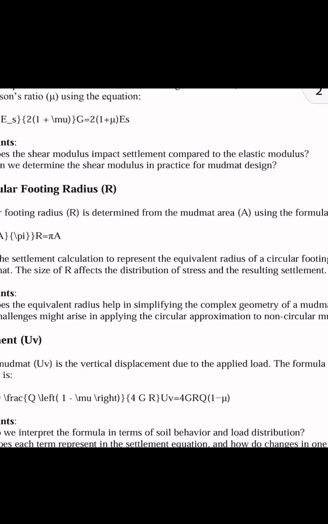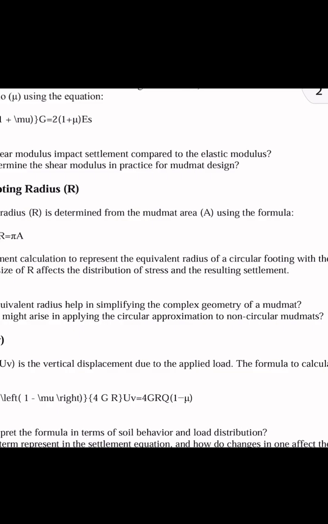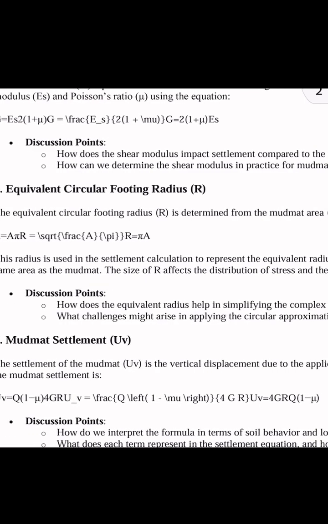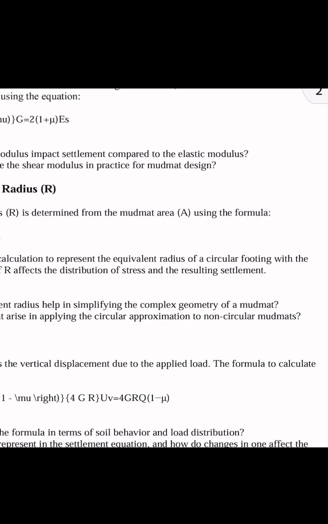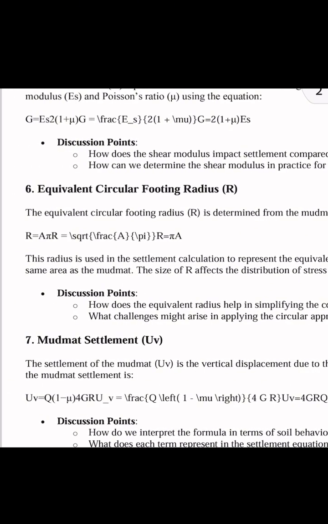How does the equivalent radius help in simplifying the complex geometry of Mudmat? What challenges might arise in applying the circular approximation to non-circular Mudmats?